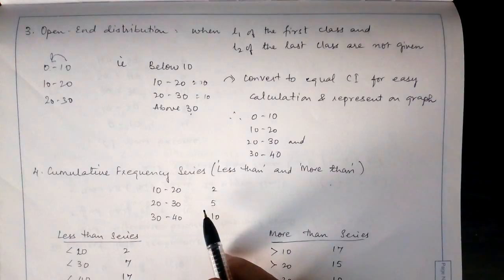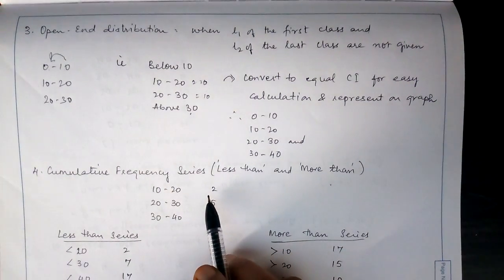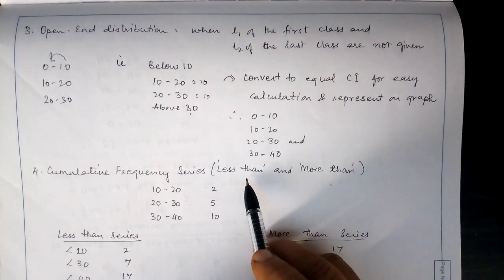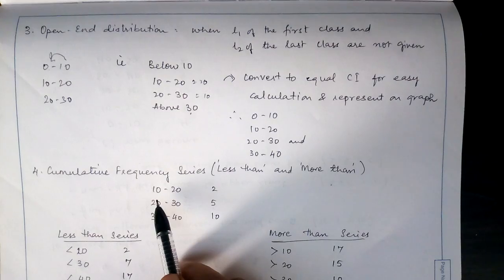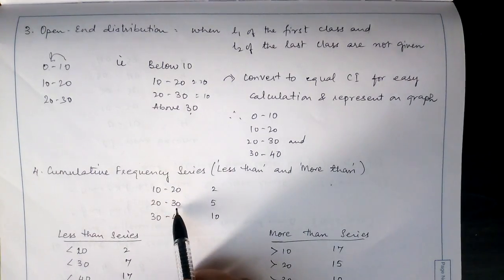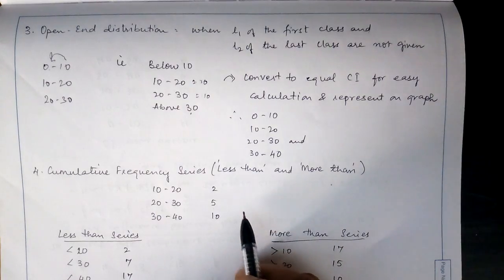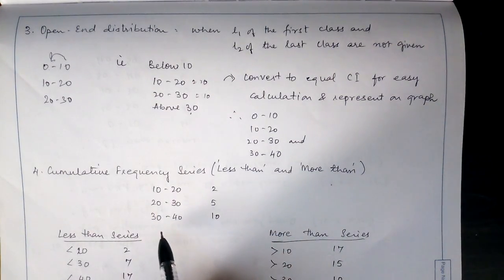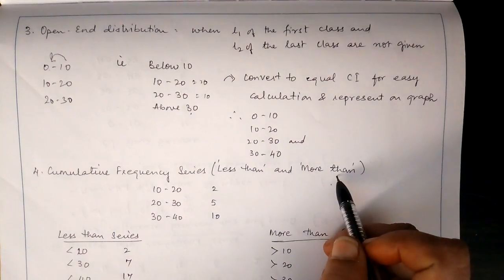Now the next series is the cumulative frequency series. You must have learnt about this in your previous classes, which is also called less than cumulative frequency series and more than cumulative frequency series. Cumulative means adding up. So here we have a series with class intervals 10 to 20, 20 to 30, 30 to 40, and their frequencies being 2, 5 and 10 respectively. Then how do we construct a less than series and a more than series?